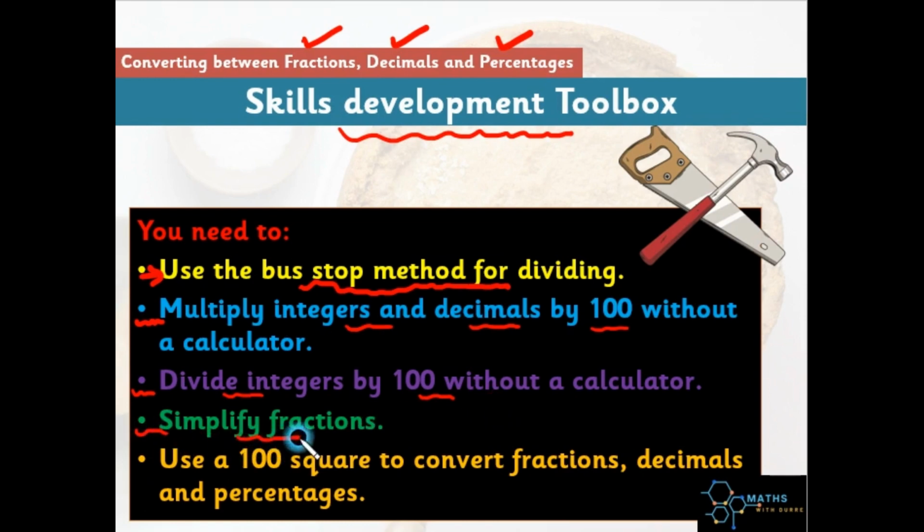Then simplify fractions, which means we need to get the simplified form. It involves finding an equivalent fraction with the smallest numerator and denominator, right? Finally, we need to use a 100 square to convert all these three: fractions, decimals and percentages.